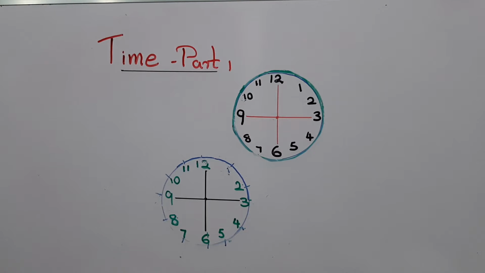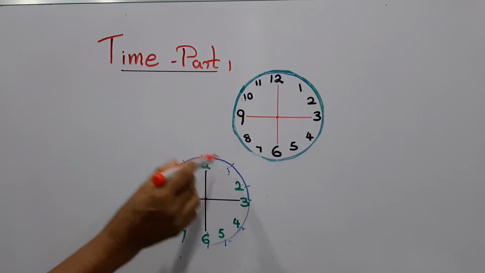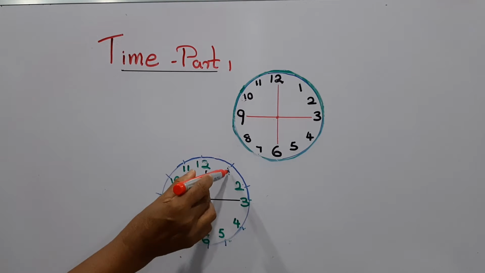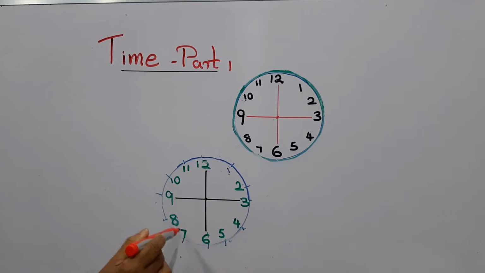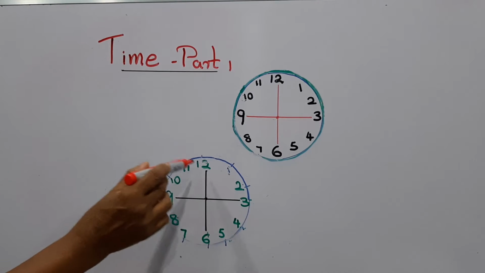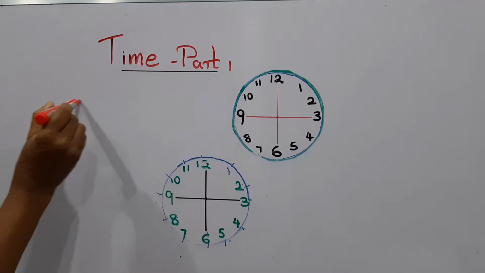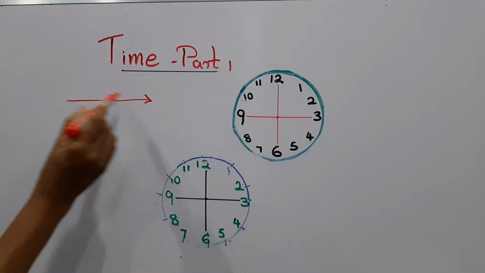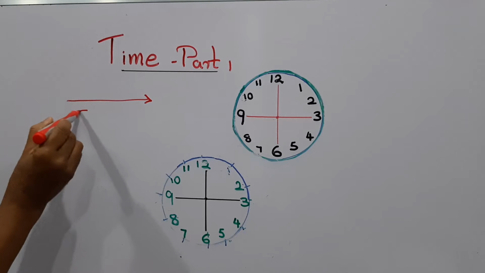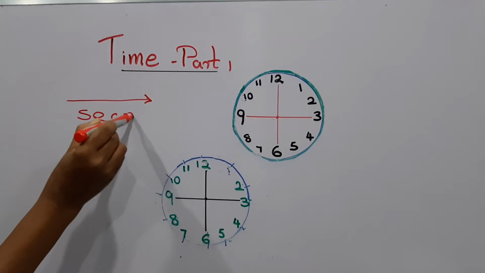Today our lesson is time. Look at the board. There's a clock face. There are 12 numbers on the clock face: 1, 2, 3, 4, 5, 6, 7, 8, 9, 10, 11, 12. In some clocks we can see a long hand. We introduce it as the second hand.